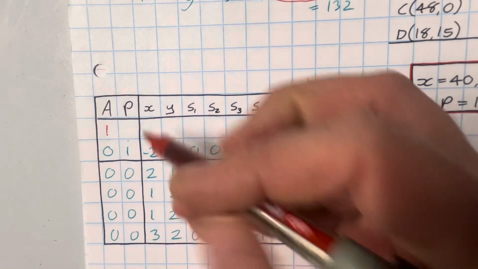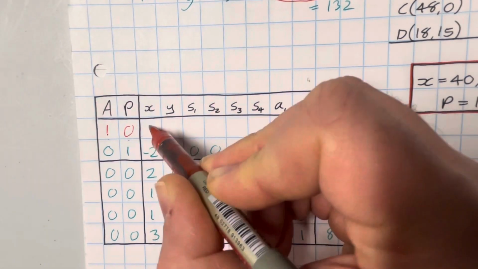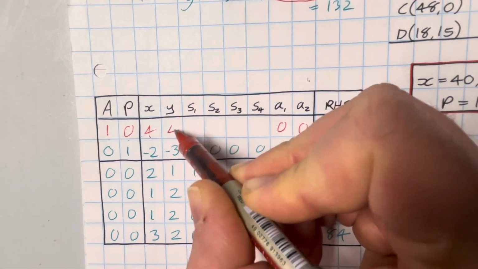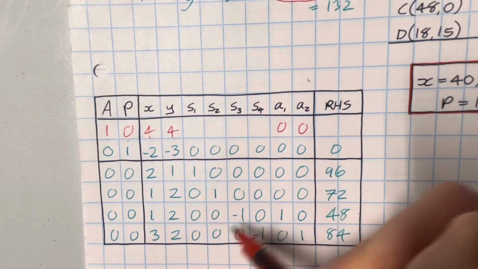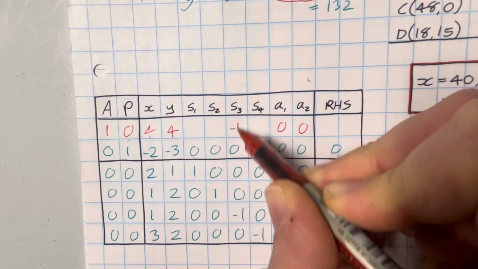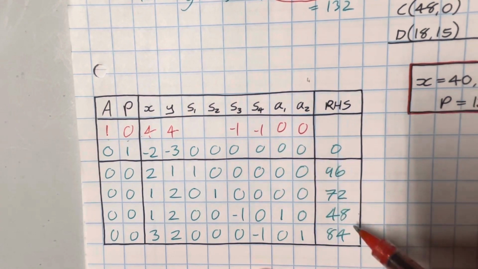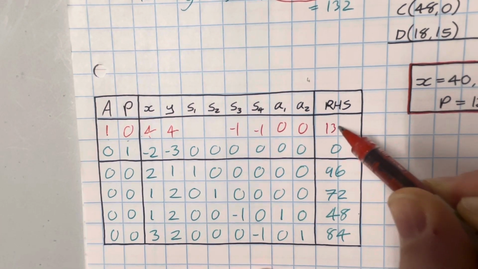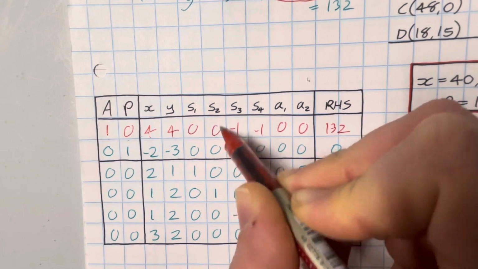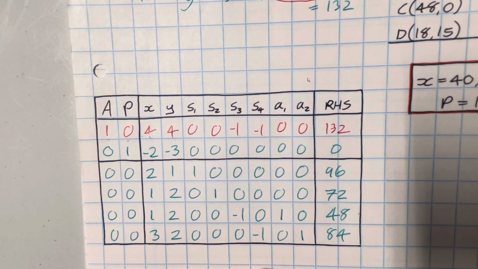So 0 plus 0 is 0. 1 plus 3 is 4. 2 plus 2 is 4. Zeros, 1, negative 1 there. A negative 1 there. And then 132 over there. And there is my initial Tableau.